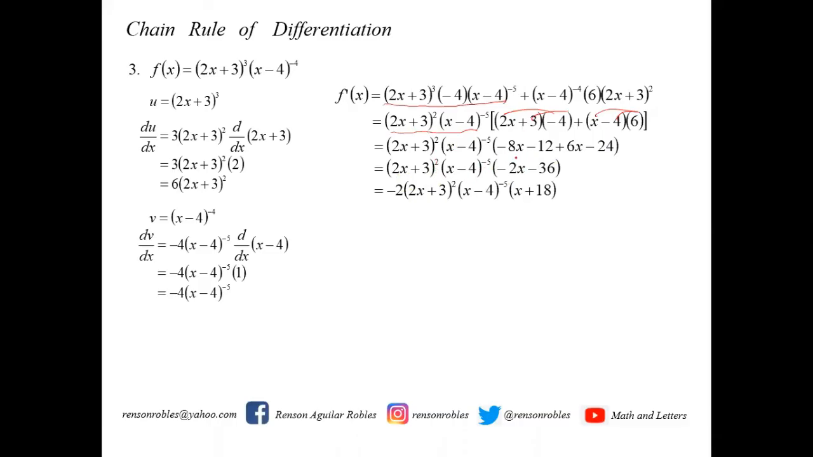And then simplifying, that's 2x plus 3 squared times x minus 4 to the negative 5, then times, you add negative 8x and positive 6x, which is negative 2x. The negative 12 and negative 24 will give you negative 36. And then there's negative 2 here. 36, common monomial factor is negative 2. I just throw it outside here, okay? And then this will now become x plus 18. So the final answer, f prime of x is equal to negative 2 times the quantity 2x plus 3 to the second power times x minus 4 to the negative 5 times x plus 18.